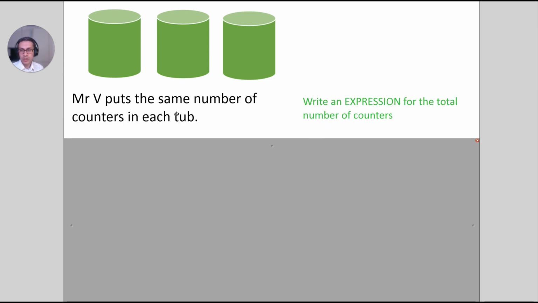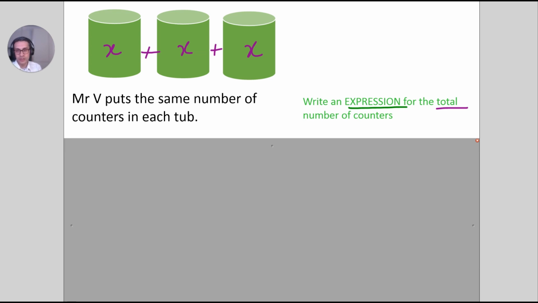Okay, so first example of a question where you have to form and solve an equation. Mr. V put some number of counters in each tub. We don't know how many there are. We're going to write an expression to show this. So we can just pick any letter. I'm going to stick with X for now. So each tub has X counters in it, and because there's the same number in each tub, that's why it's the same letter. Now, if you want to know the total, it's going to be X plus X plus X.